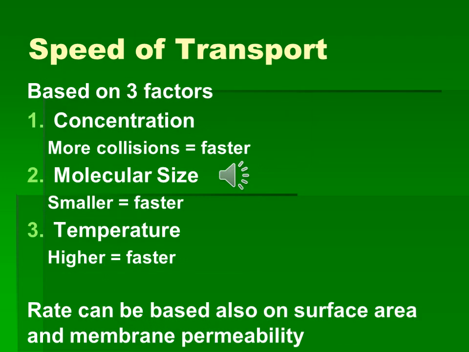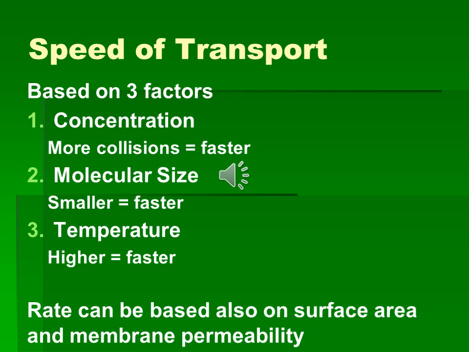So we have some factors that determine speed of transport. So remembering that rate can be based on surface area and membrane permeability, but with those considered equal, right, we have 3 factors. So if we have a greater difference in the concentration of diffusing molecules or ions between the 2 areas, we're going to have more collisions, and diffusion will be faster, right? More collisions, faster diffusion. So if there's more present, they will run into each other more and therefore diffuse faster.